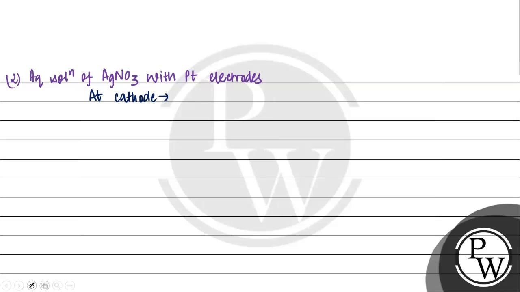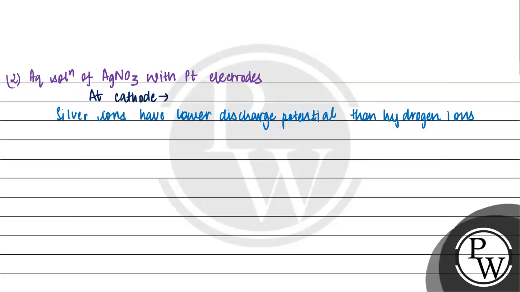So at cathode, the reaction which will take place will be silver ions have lower discharge potential than hydrogen ions, and silver ions will be deposited in preference to hydrogen ions. क्योंकि सिल्वर आयंस का डिस्चार्ज पोटेंशियल कम होता है हाइड्रोजन आयन से, so they will be in preference to get deposited instead of hydrogen ions.